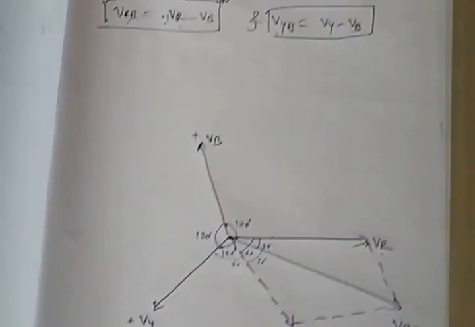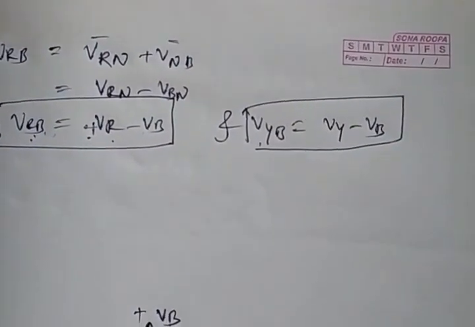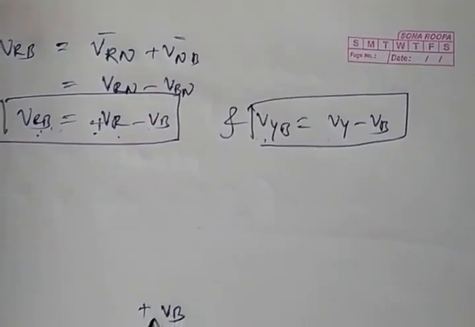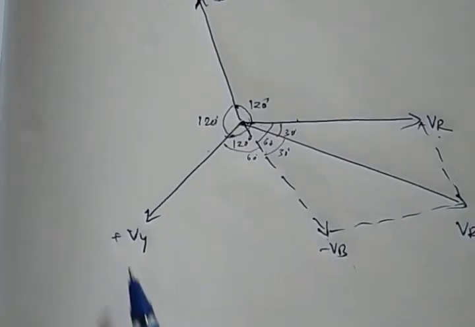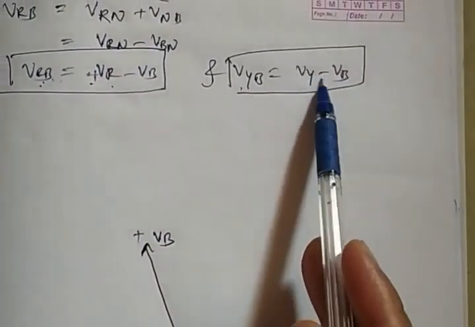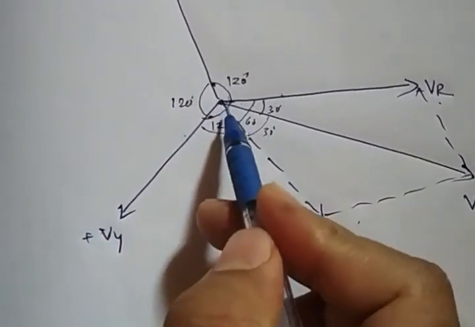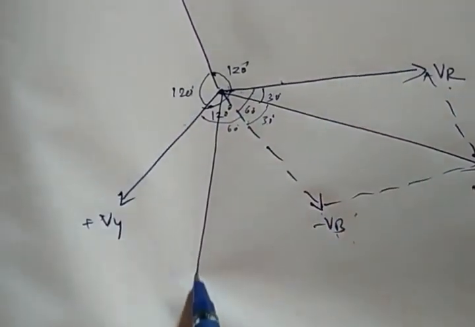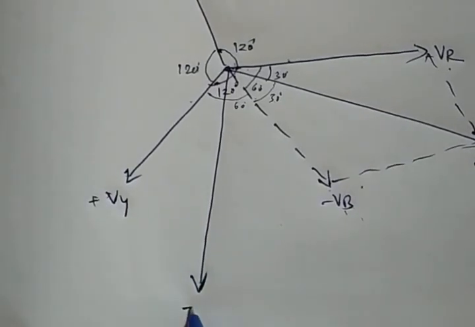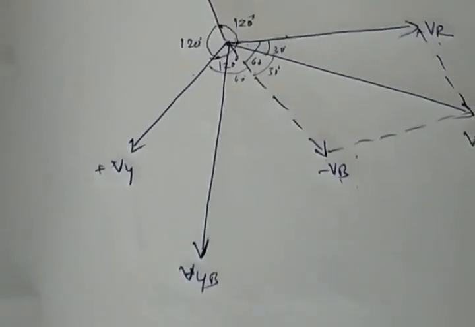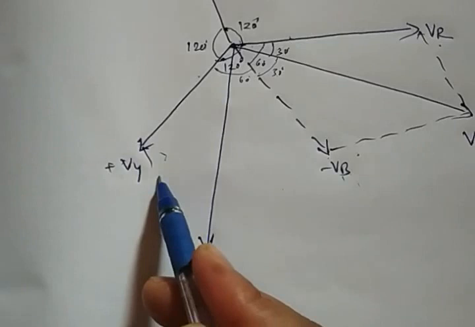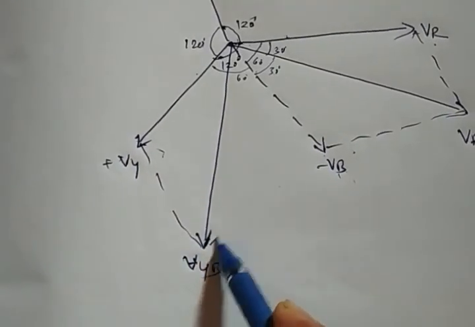Okay, similarly draw the next one. VYB is equal to VY minus VB. Plus VY is available here and minus VB is also available here. Simply draw the center line, that is VYB, and join these two lines.